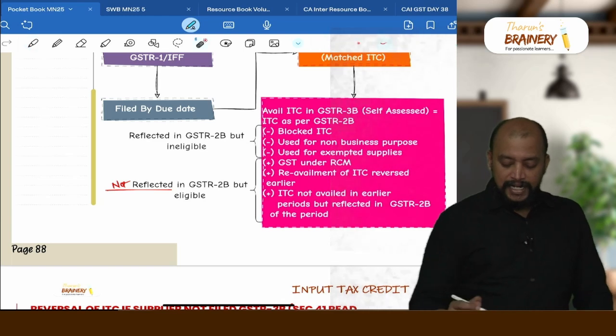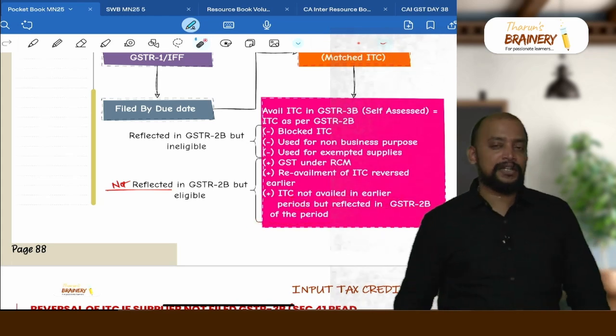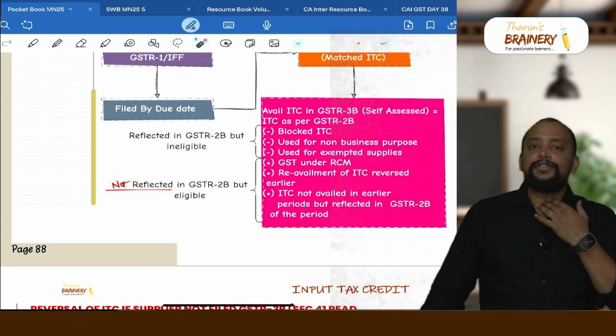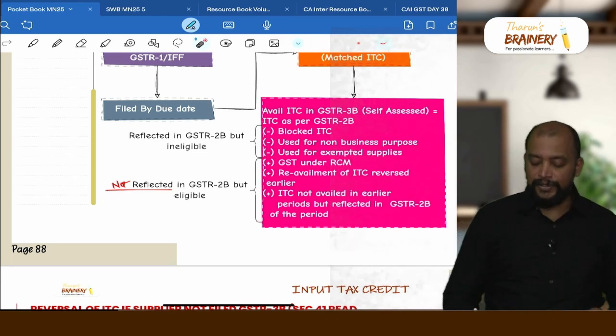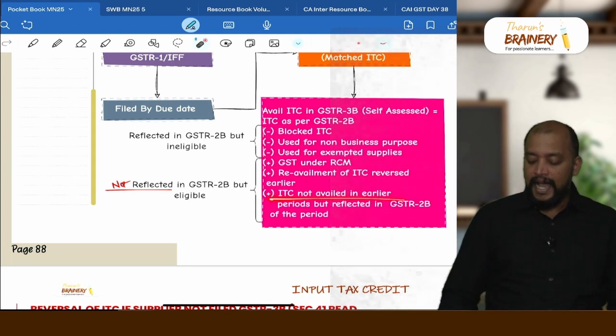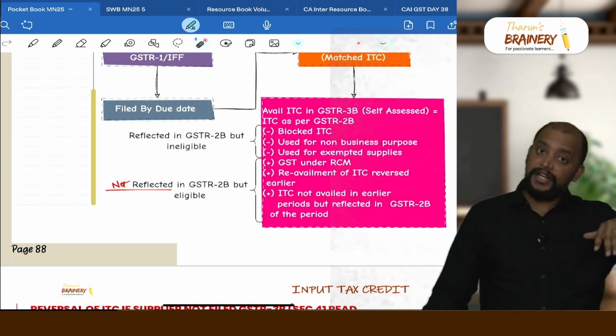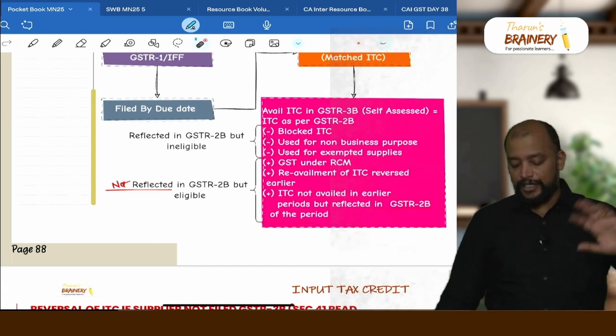GST paid under RCM, reavailment of ITC reversed earlier, and ITC not availed in an earlier period but reflected in 2B of the period. These three cases, even though they are not coming in GSTR 2B, we can still take ITC with respect to them: GST paid under RCM, reavailment of ITC reversed earlier, and ITC pertaining to earlier tax periods not availed but reflected in 2B of that particular period.